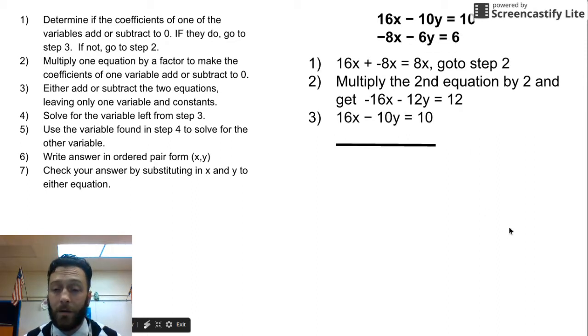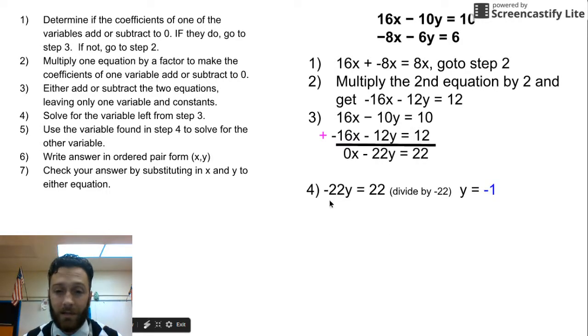And now we can add the two equations together. 16x minus 10y equals 10. And -16x minus 12y equals 12. 16x plus -16x is 0. -10 plus -12 is -22. And 10 plus 12 is 22. Leaving us with -22y equals 22. Divide by -22, leaving us with y equals -1.